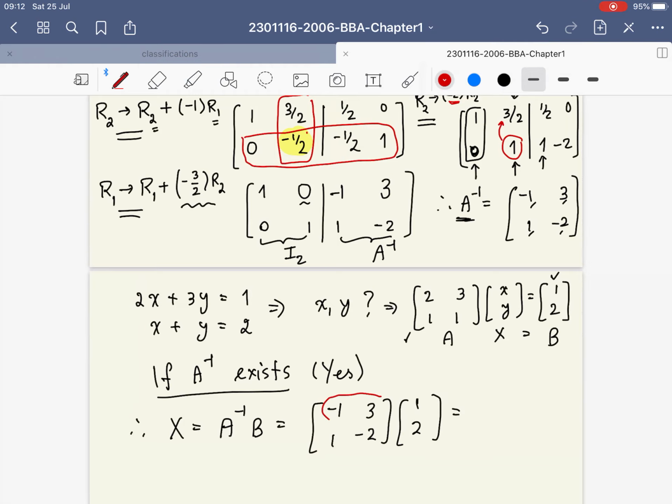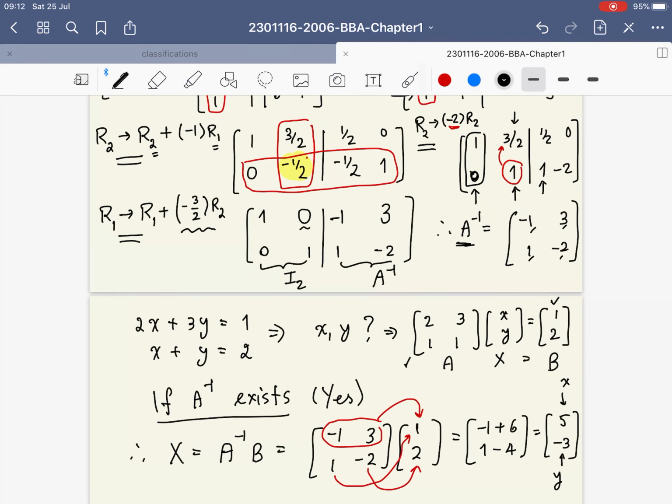So it is your first row multiplied by the column. So you are going to have -1 and 6. And your second row multiplied by the column. So you are going to have 1 and -4. And altogether you have a 5 and -3. So this one is your X, this one is your Y, the solution that you need, and it is a unique solution.